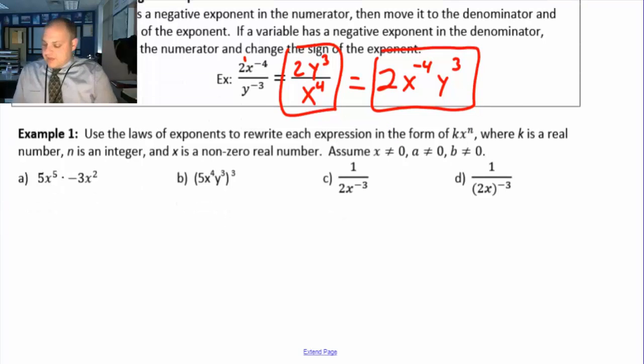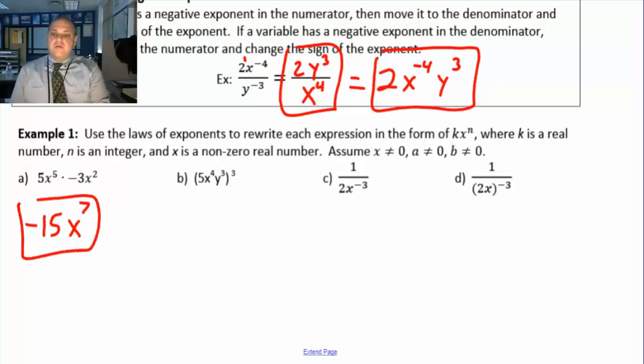All right, so we're going to bang out some examples here using our properties. 5 times negative 3 is negative 15. X to the fifth times x squared is x to the seventh. And that's it. Can't do anything from there, right?